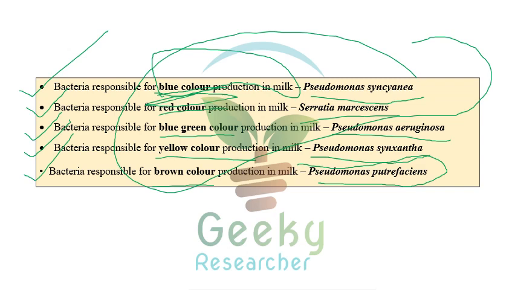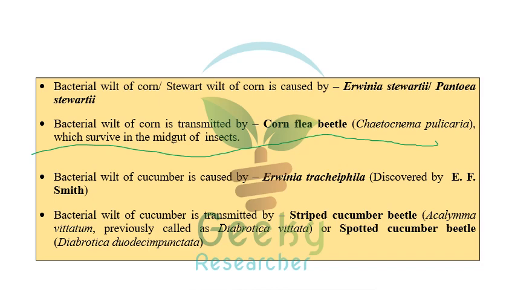So I think this slide we already discussed earlier. Bacterial wilt of corn, which means what are the vectors involved in the transmission of the disease. The bacterial wilt of corn or Stewart's wilt of corn is caused by Erwinia stewartii or Pantoea stewartii, where this disease is transmitted by the corn flea beetle, Chaetocnema pulicaria, which survives in the midgut of the insect.